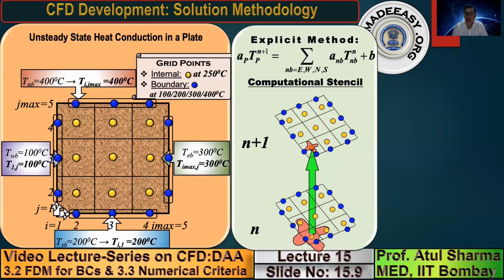I will show you an animated representation of the loop that you implement in the code, with certain schematics. This is called a movie. You can call it an animation for the computational stencil. This is at i equals 3. This is at i equals 4. Now it moves to j equals 2, i equals 2, 3, 4. Then j equals 3, i equals 2, 3, 4.